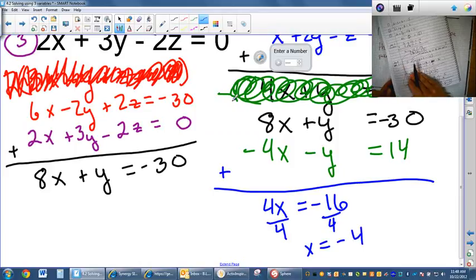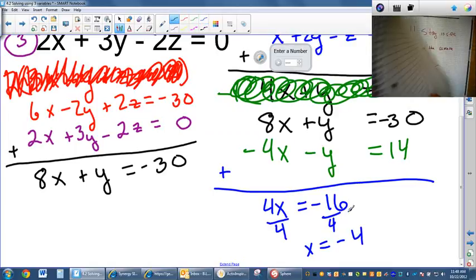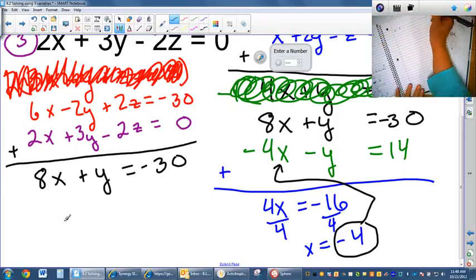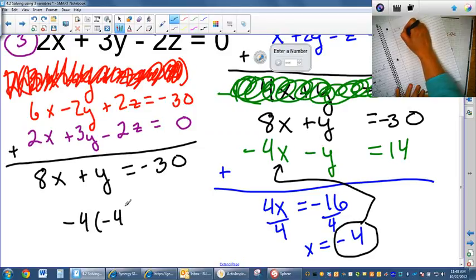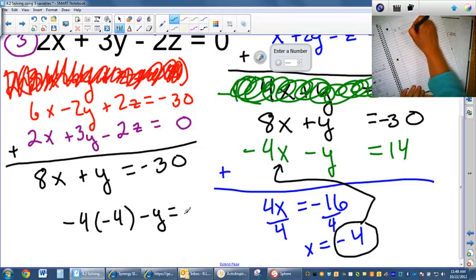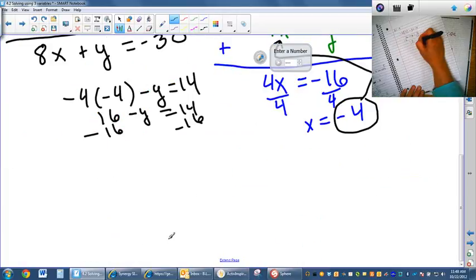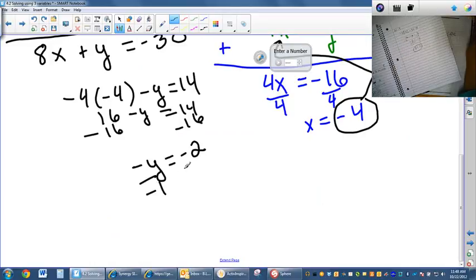Let's get y real quick. I want to take negative 4 and plug it in for x. So I get negative 4 times negative 4 minus y equals 14. So I get positive 16 minus y equals 14. I want to subtract 16 from both sides of my equation. I get negative y equals negative 2. I want to divide by negative 1. I get y equals 2. So x equals negative 4, y equals 2.